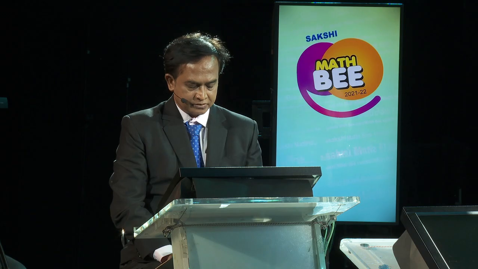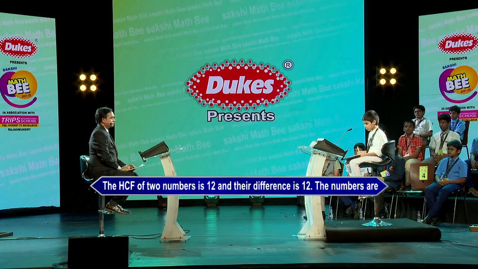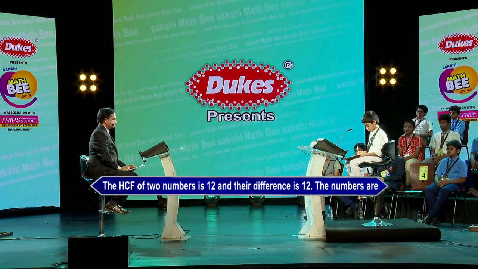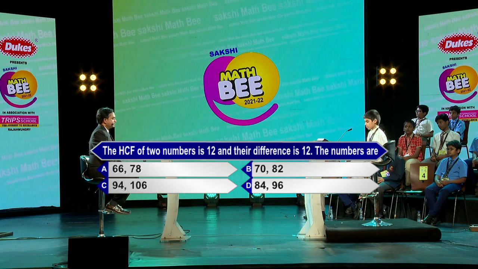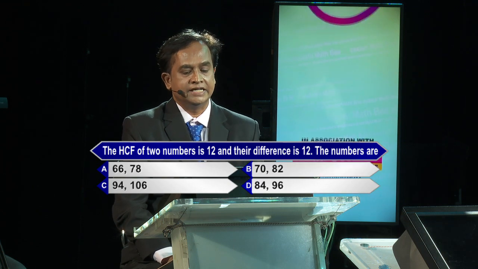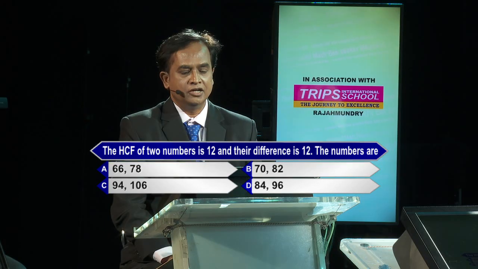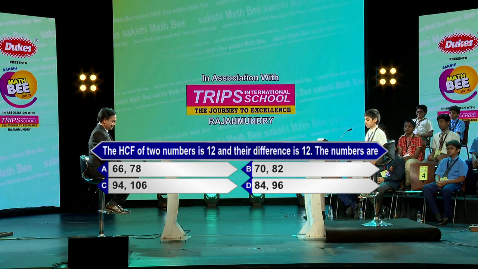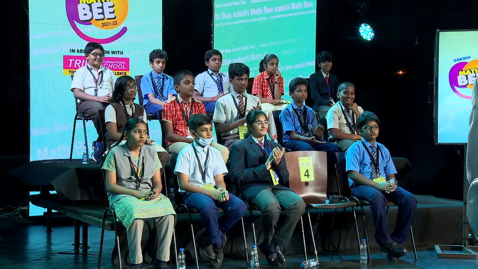Can we have the next question, please? The HCF of two numbers is 12 and the difference is 12. The numbers are, your options, A, 66, 78, B, 70, 82, C, 96, 106, D, 84, 96. Sir, 84 and 96. Kindly lock option D, 84, 96. Brilliant, Satvik. You're not even letting me finish reading out the options and you're already telling the answers.